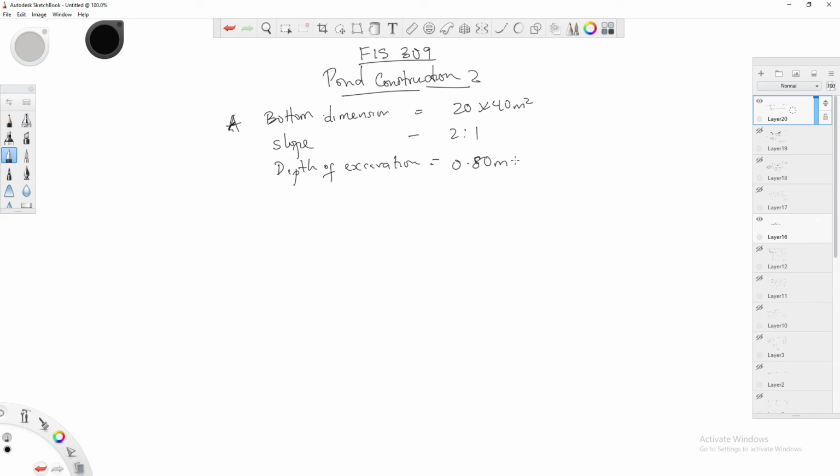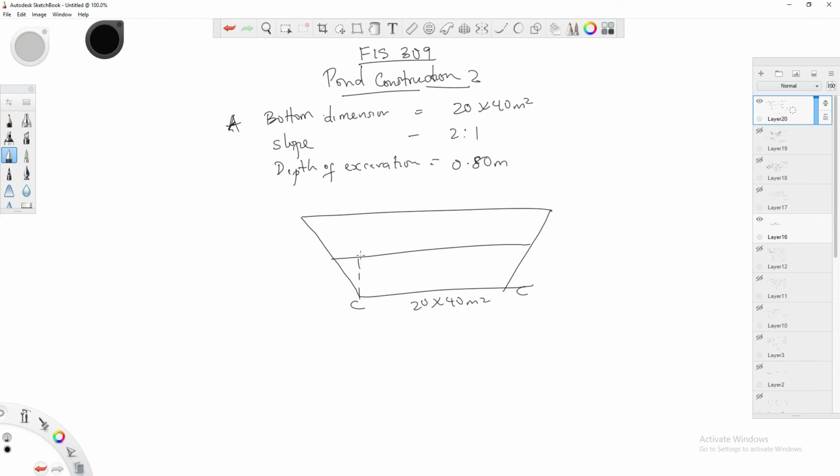Calculate the volume of soil to be excavated. So what we already know to do here is just to draw it out. You might not even need to draw it out since you already know the formula, but let's just draw it out. This is, we already know, 20 by 40 meters square.